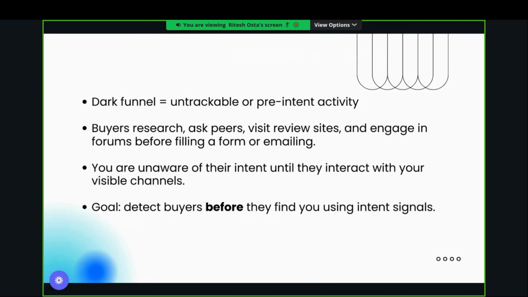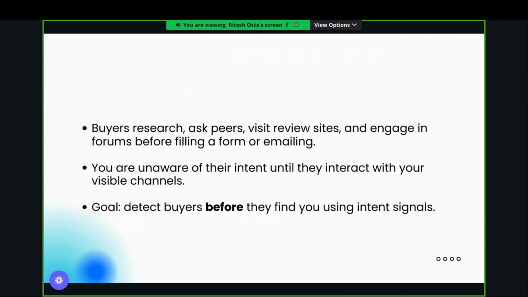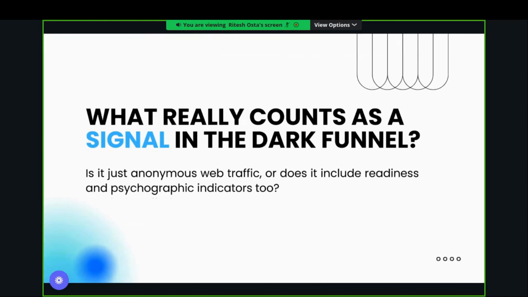So let's move on. Let's see what's the next question. What really counts as a signal in the dark funnel?